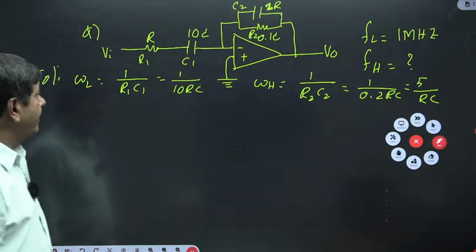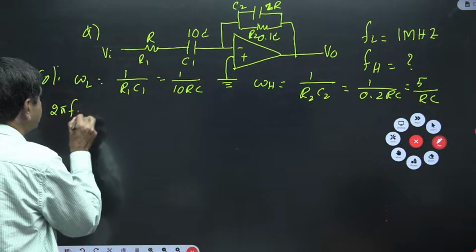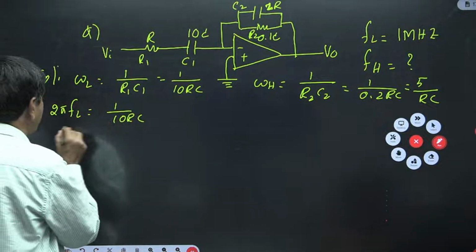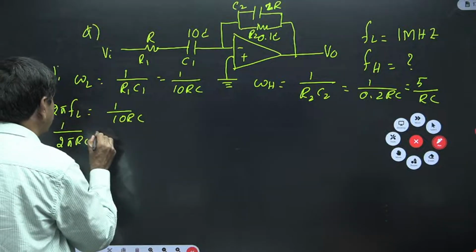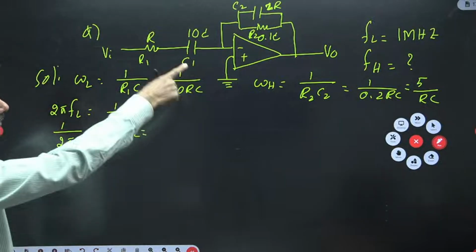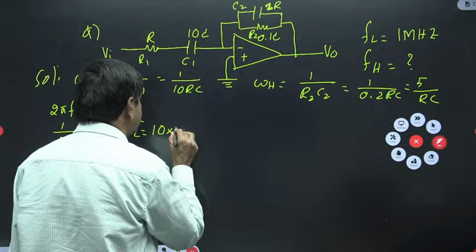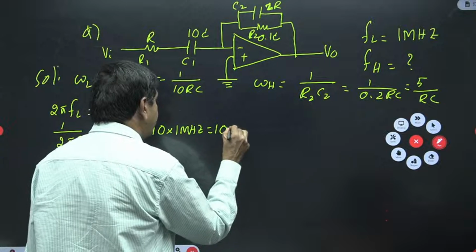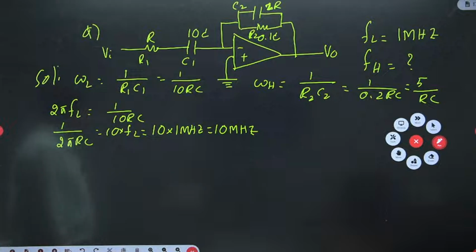But FH is required and FL is given. Omega L is 2 pi FL, which is equal to 1 by 10 RC. So 1 by 2 pi RC is nothing but 10 into FL, you know very well. The low cutoff frequency is given as 1 megahertz, so 10 into 1 megahertz is 10 megahertz. So 1 by 2 pi RC is 10 megahertz.